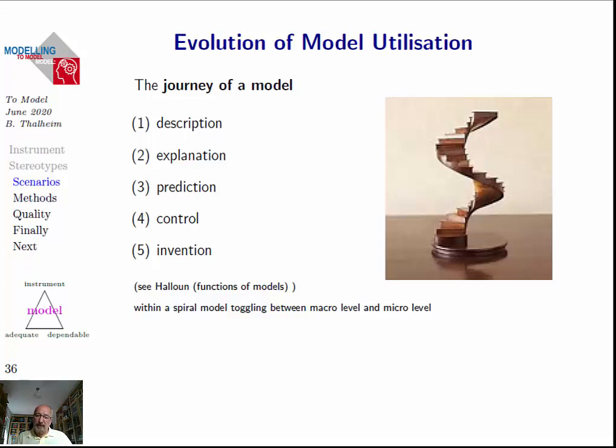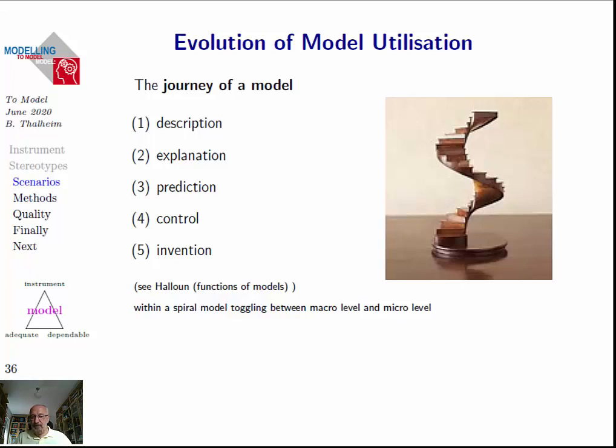A model typically can be used, for instance, for description, later for explanation, then for predictions, then for control, later for invention. That means a model has, in this case, something like a journey. It might, at a certain moment of time in a given situation, not be a model. It is only what has been used in the past. Or it might become a model at a later stage. That means we can also reflect now the journey of a model.